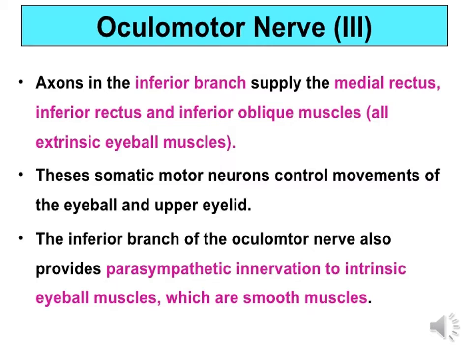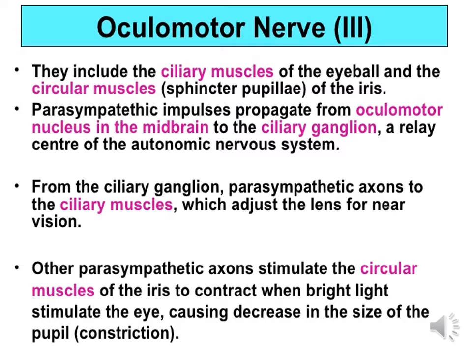The inferior branch of the oculomotor nerve also provides parasympathetic innervation to intrinsic eyeball muscles, which are smooth muscles. They include the ciliary muscles of the eyeball and the circular muscle sphincter pupillae of the iris. The parasympathetic impulse propagates from the oculomotor nuclei in the midbrain to the ciliary ganglion, a relay center of the autonomic nervous system. From the ciliary ganglion, parasympathetic axons go to the ciliary muscle, which adjusts the lens for near vision. Other parasympathetic axons stimulate the circular muscle of the iris to contract when bright light stimulates the eye, causing a decrease in the size of the pupil that leads to constriction of the pupil.